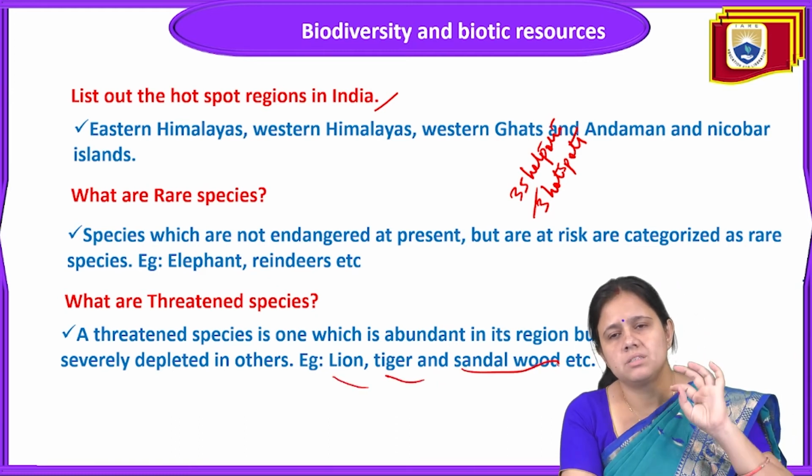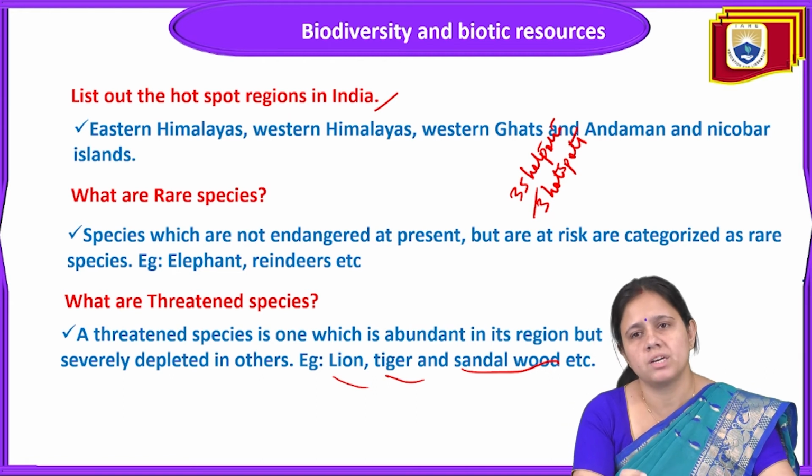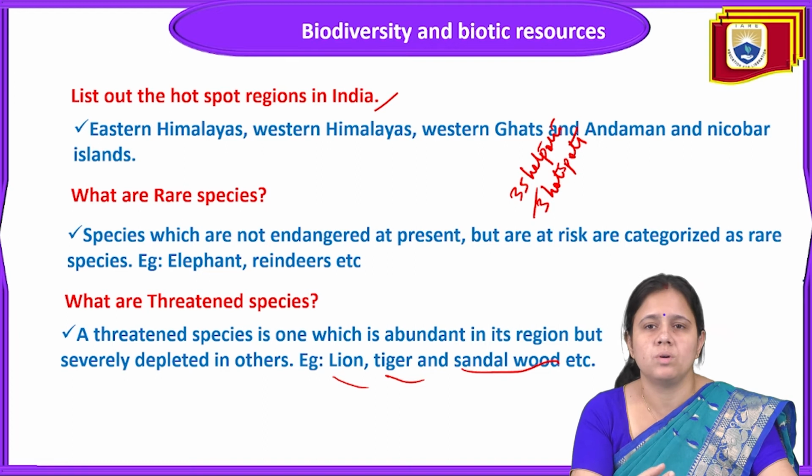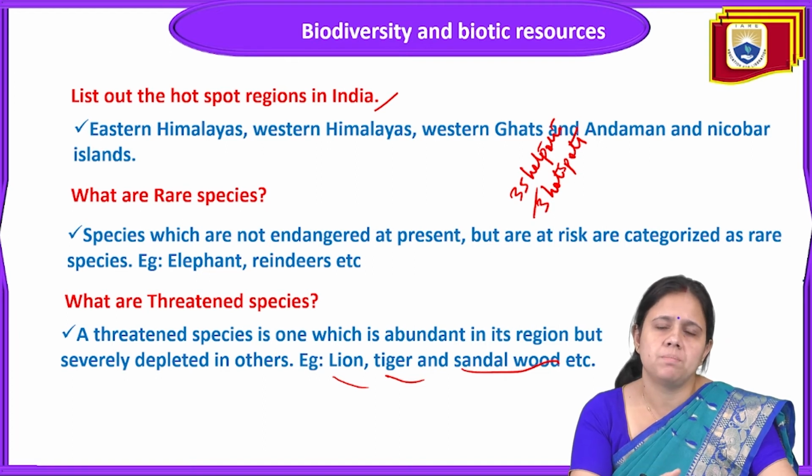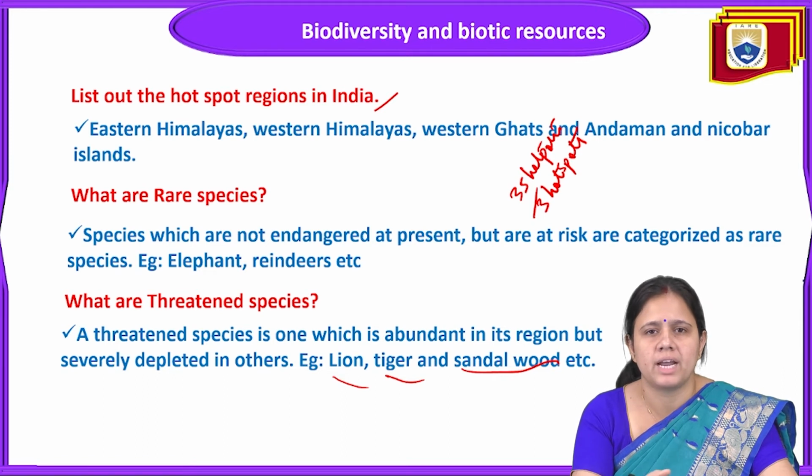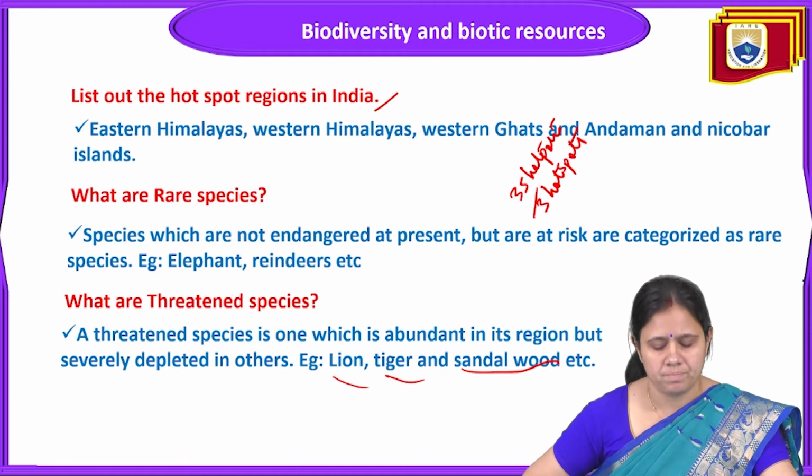They are very important species, and they are abundant in their region, but they are depleting. Their resources and their habitat are depleting due to human activity, or sometimes other species also. So they are going to be threatened in the coming future if we do not think about these species. Examples are the lion, tigers, and sandalwood.